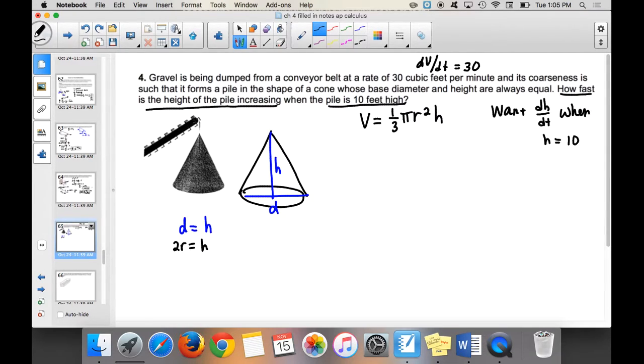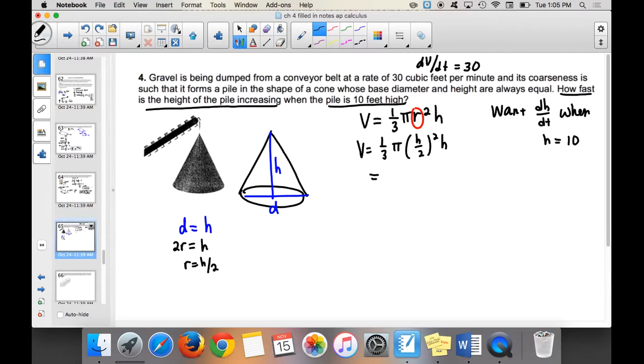So we should probably get it all in terms of h, right? So let's replace the r with h over 2. So I'm going to have V equals 1/3 pi (h over 2) squared times h. If I hadn't said something about the coarseness of the gravel being such that these are equal, then you can't do this. You have to keep it as r and h in that case.